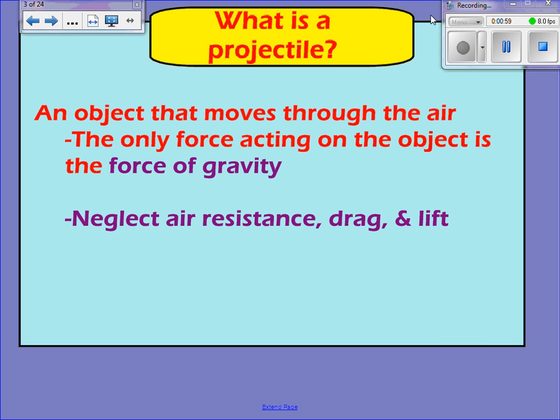And the reason for that is because in addition to force gravity, anything that's maybe traveling through the air has some sort of air resistance or drag or lift that's acting on it. So technically speaking, there is no projectile on Earth. However, in this physics course and most of your physics courses, they neglect air resistance, drag, and lift. So any sort of force that might alter the projectile as it moves through the air other than gravity is going to be ignored.